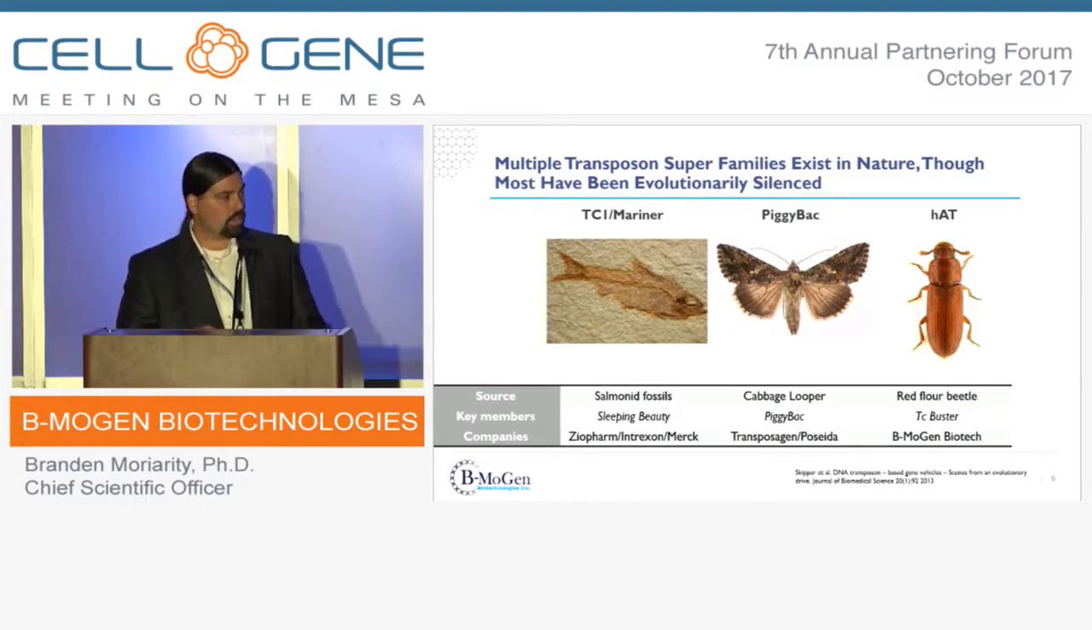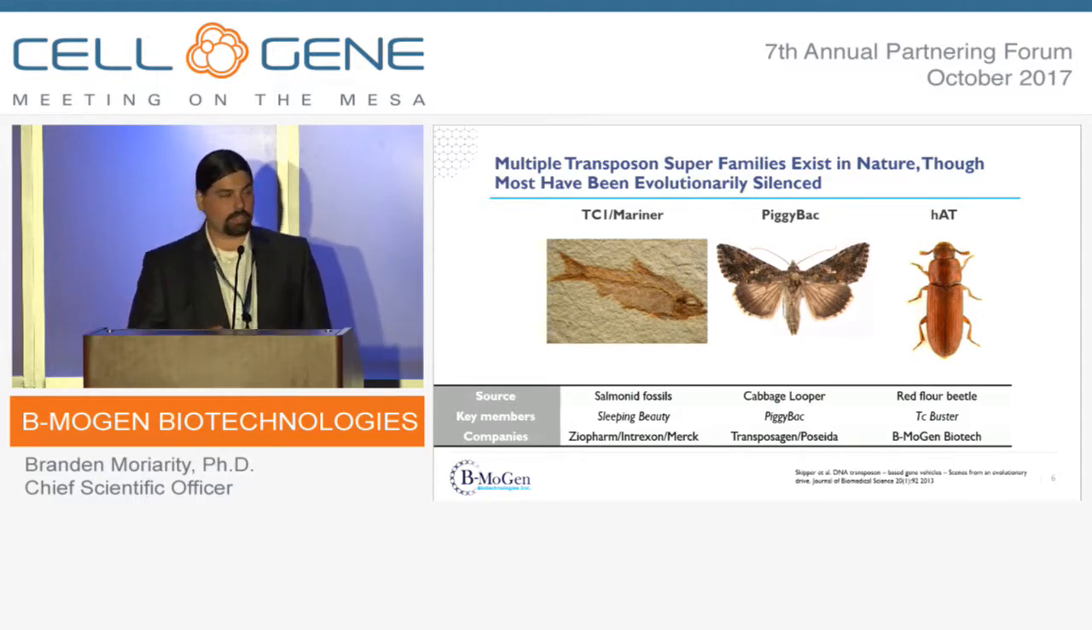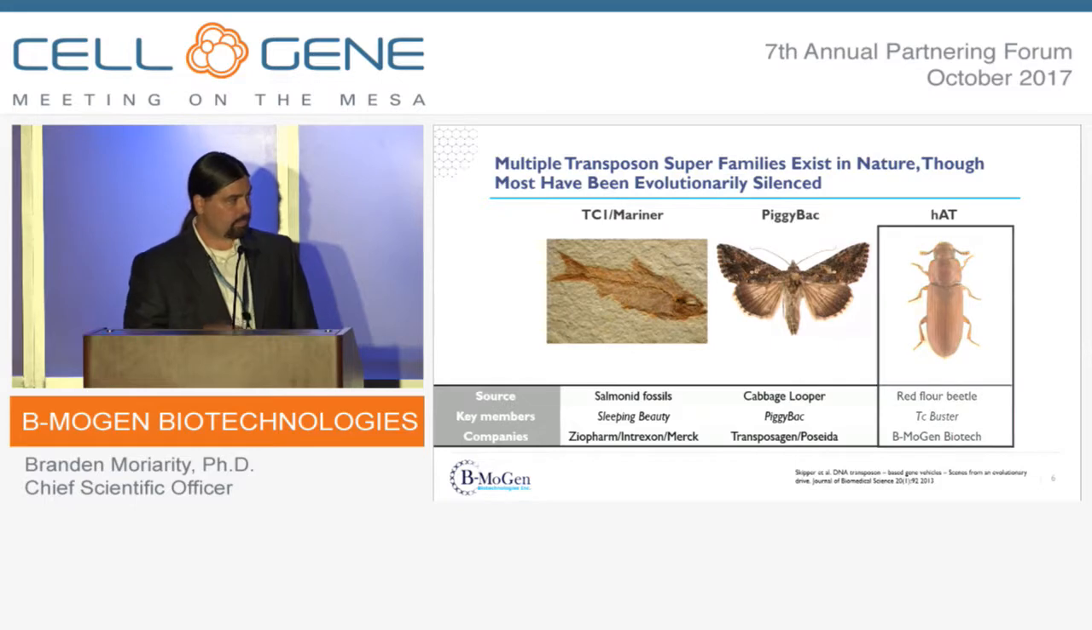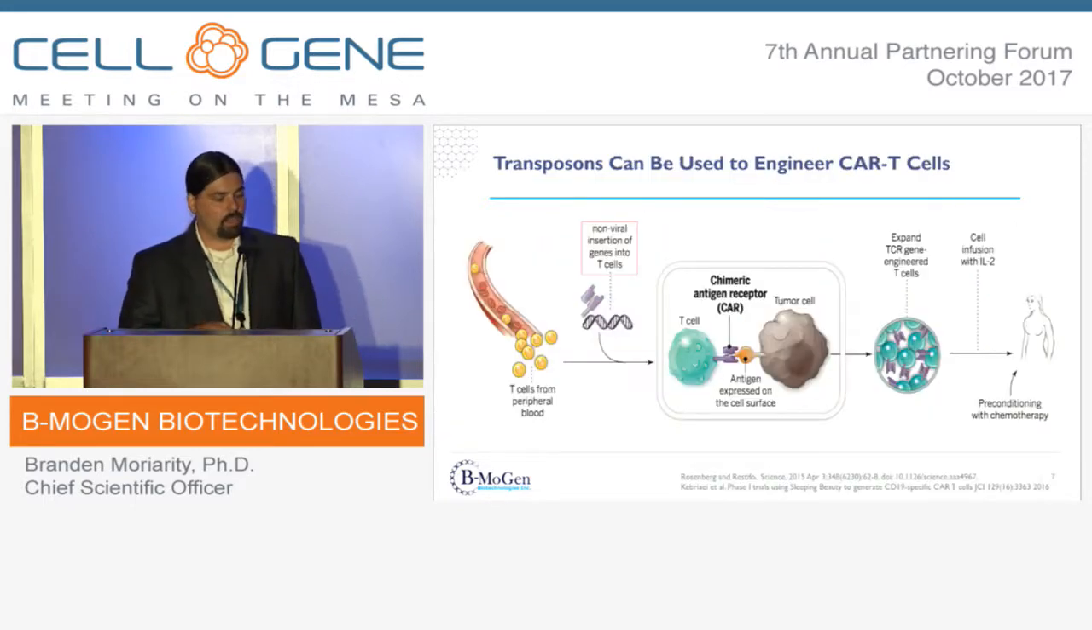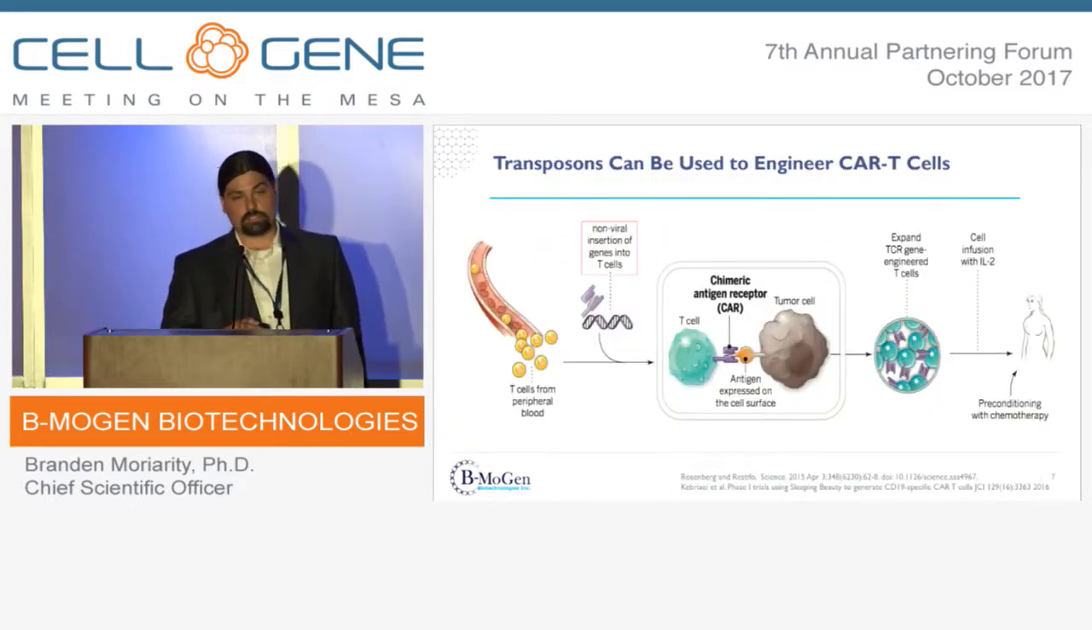There's also another variant called piggyBac that's being pursued for the same purposes. In our case, we're studying the hAT family of DNA transposases. These are from a red flour beetle family, and specifically the system that we've developed is called TcBuster. That will be the main point of the talk here: how to use this system for stable gene transfer.